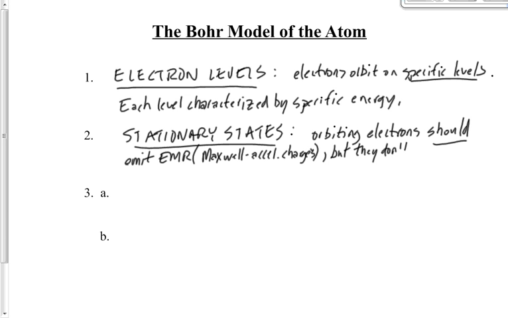But they don't. They seem to be exempt from the laws of electromagnetism. You know what? It's almost as if these electrons, as they orbit around the nucleus, aren't accelerating. They are, but it's almost as if they're not. In fact, it's almost as if these electrons, as they orbit around the nucleus, are stationary. They're in a stationary state. That make sense? It's as if they're stationary.